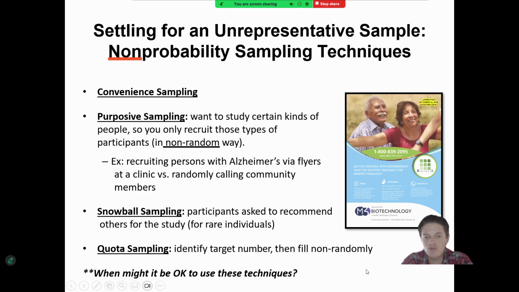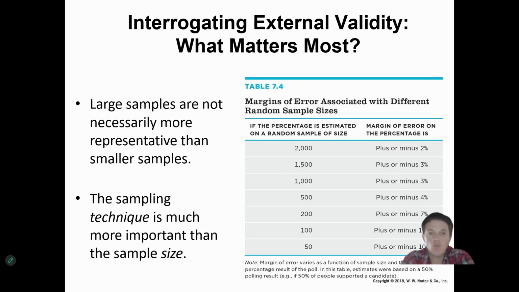It also might be that you do what's called quota sampling, where you identify a target number and then fill it non-randomly. You're just trying to get to a certain quota or certain number. And again, while these might not be ideal, there are times where non-random samples might be the only option that are available to you.